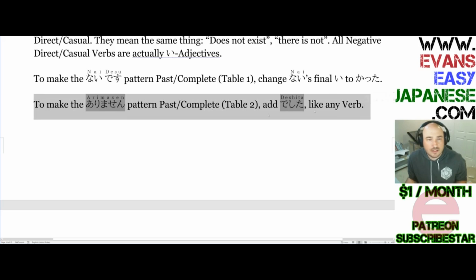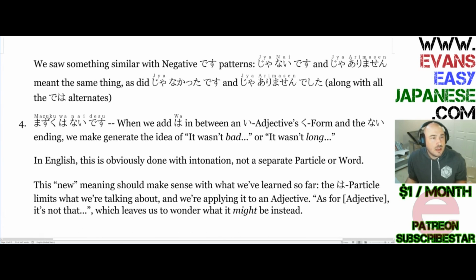We already went over that. Masen deshita. Great. We saw something similar with negative desu patterns. Remember when we were doing negative desu? I think it was 2 lessons ago. Janai desu turned into jarimasen. Remember that? Great. I apparently decided that I didn't need to put desu there. I'll fix that later. I should probably fix that now while I'm still thinking about it, but I forget how to bring this up.